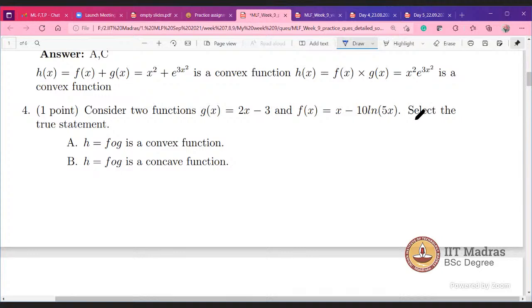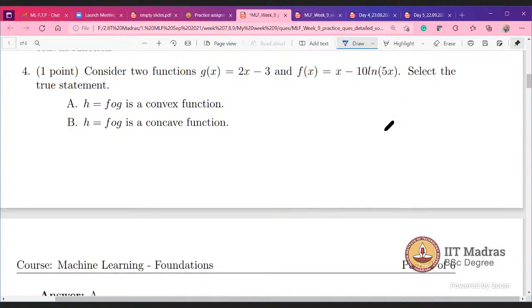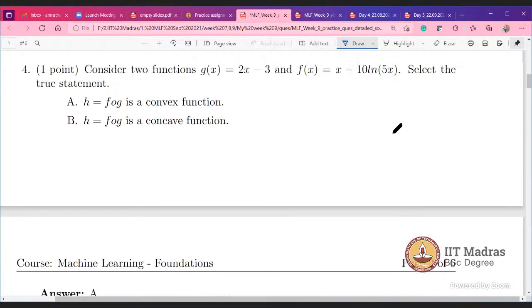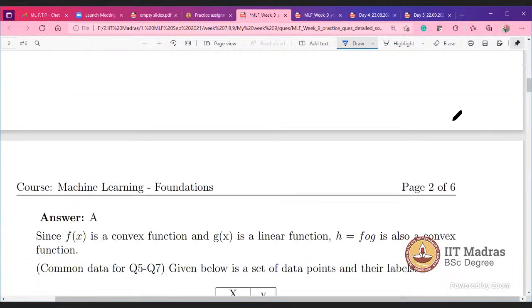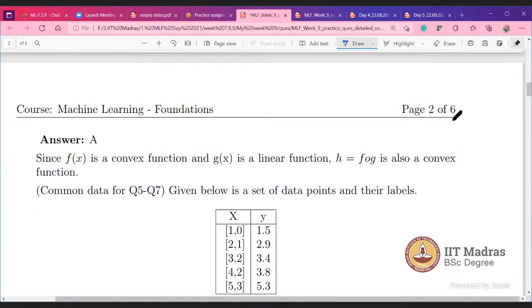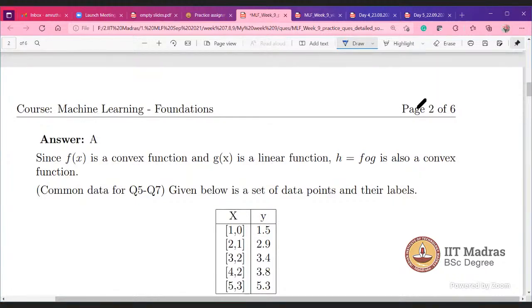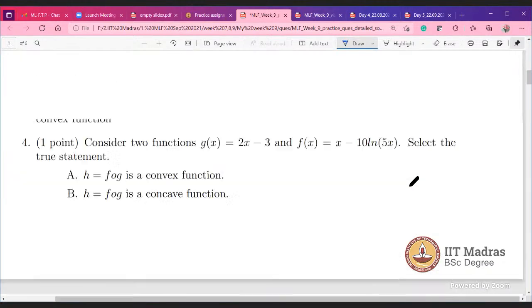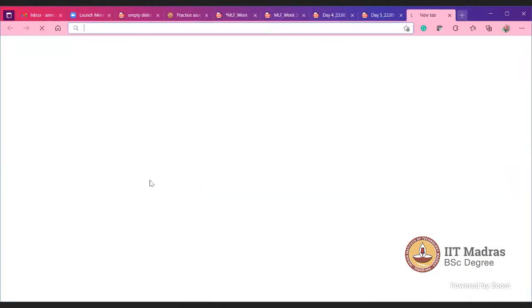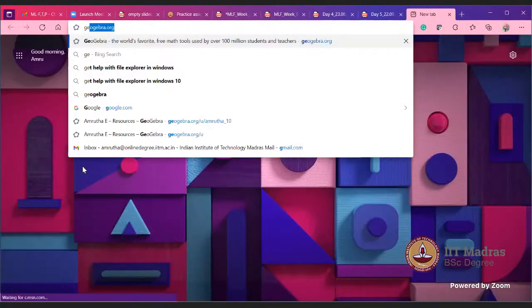I'm just trying to ask: ln 5x is a convex function? Yes, ln 5x is a convex function. Because there's a minus 10, if it is plus, I know it is a convex function, but if it is minus, that's where I'm not sure. So I plotted this, but I somewhere missed it. Shall we try to plot it once? Yeah, we can try.